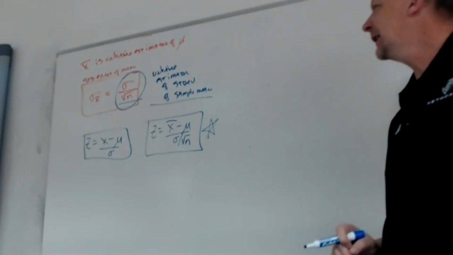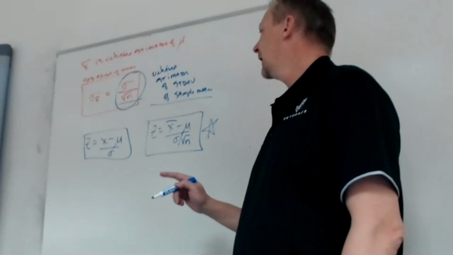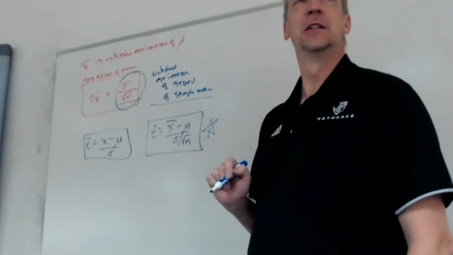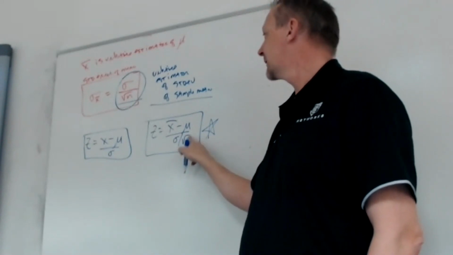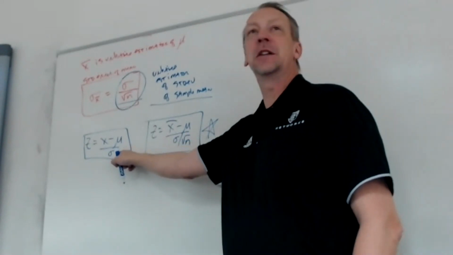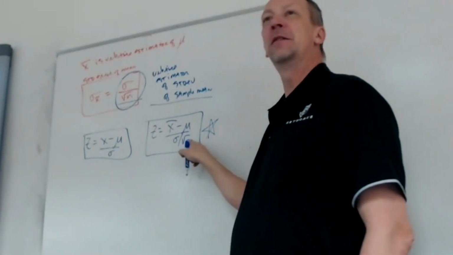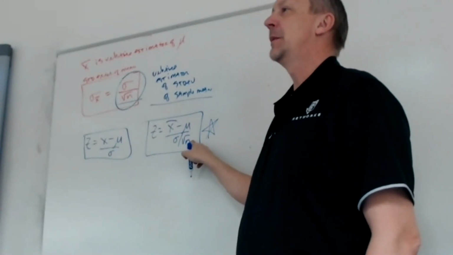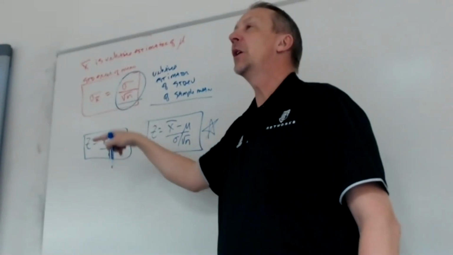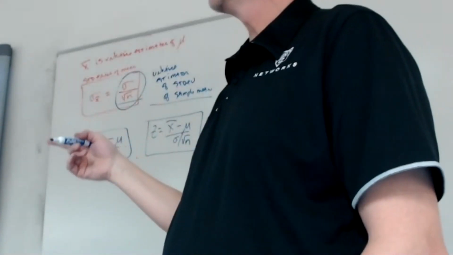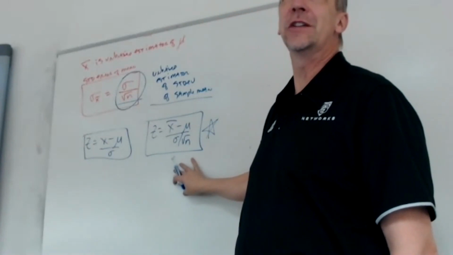And here's the deal. If your n is 1, what's the square root of 1? 1. So this just falls out, and it becomes this equation here, right? So this is the better formula to use, because if your n is 1, you got that back. So when you're doing problems and trying to decide, do I use this one or this one, I'm just saying use this one all the time.